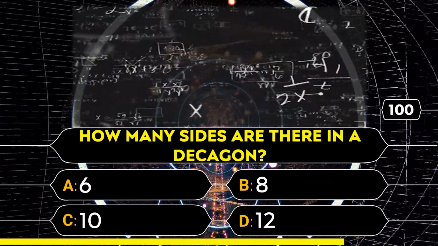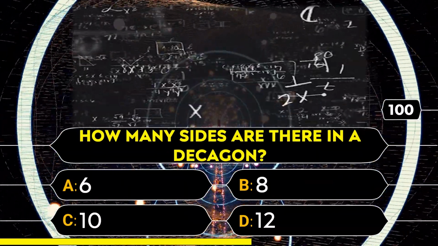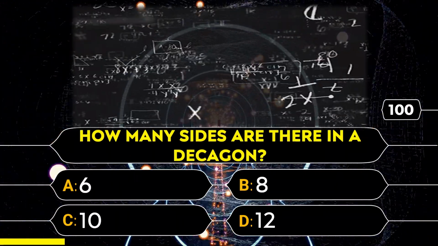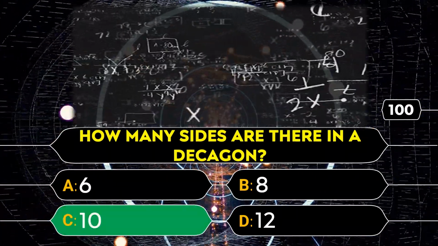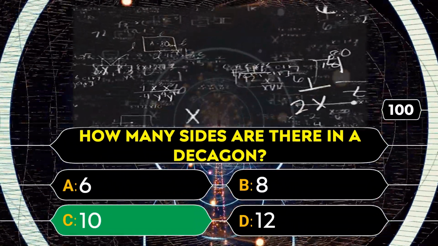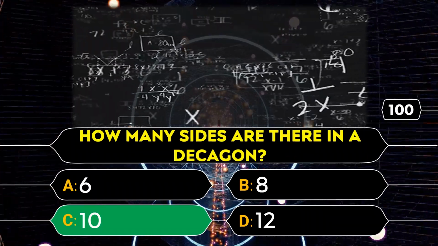Okay, let's start easy with your first question. For 100, can you tell me how many sides there are in a decagon? In geometry, a 10-sided polygon is called a decagon. The decagon also has 10 vertices and 10 angles.